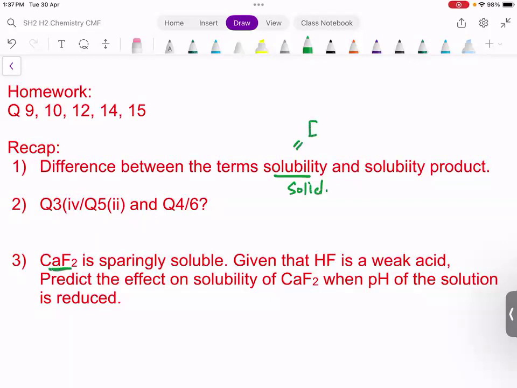For example, if I'm talking about calcium fluoride as my sparingly soluble solid here, then what I'm calculating is how many units of calcium fluoride can be dissolved to form 1 dm³ of the solution. Okay, so this is equivalent to solubility. So it's telling me the maximum amount of units of this compound that can form 1 dm³ of the saturated solution. So that is solubility. Okay, so what is solubility product?